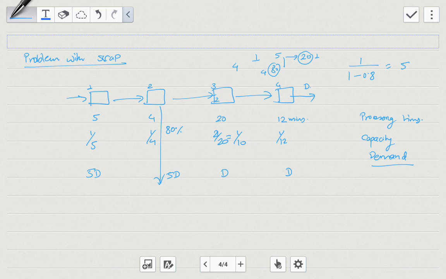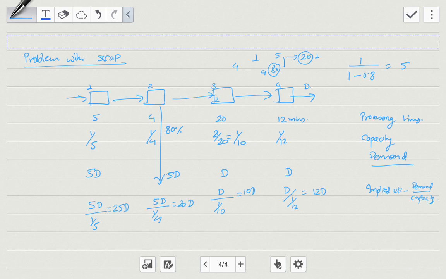Well, after that, we have to calculate implied utilization, that is, demand divided by capacity. So here the demand is D, capacity is 1/12, making this 12D. Here the demand is D divided by 1/10, that is 10D. 5D divided by 1/4, that is 20D. 5D divided by 1/5, this is 25D.